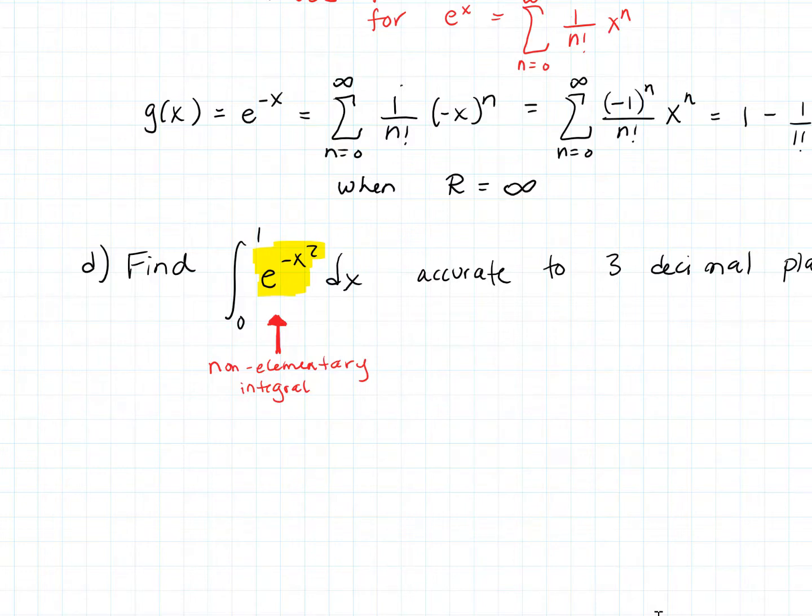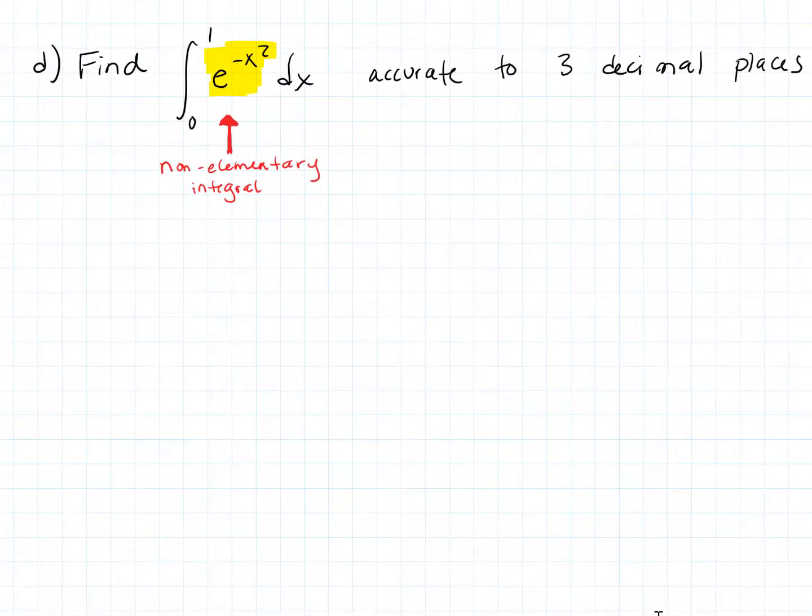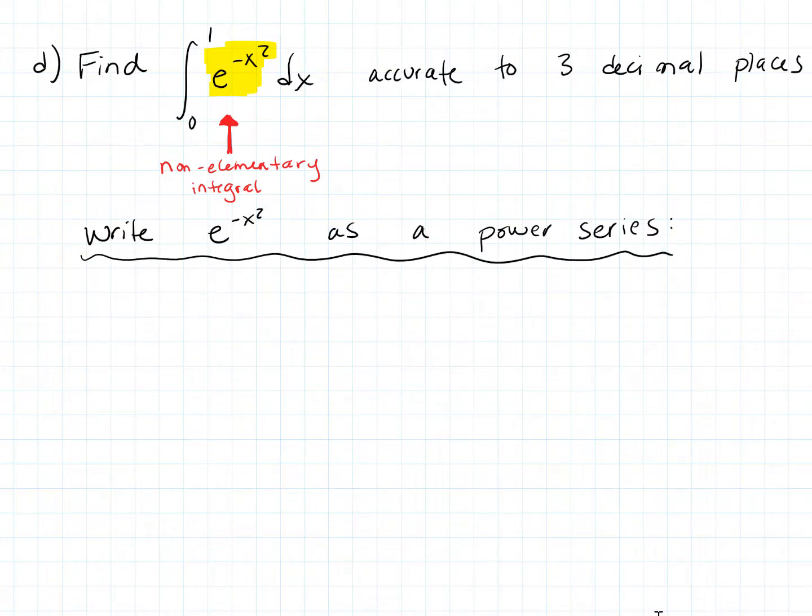Well, it turns out that e to the negative x squared has a power series expansion, which means that it can be represented by an infinite polynomial. And we can integrate infinite polynomials. Polynomials are easy to integrate. So if I can write e to the negative x squared as a polynomial, a power series, then I can actually integrate it. So let's write e to the negative x squared as a power series.